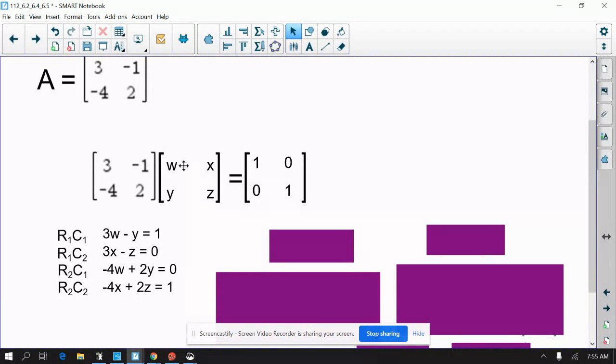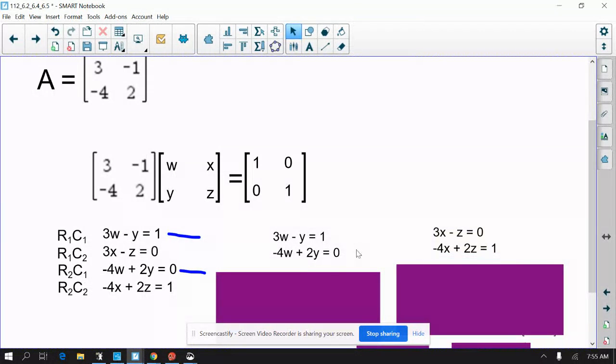Now, I want to find W, X, Y, and Z because that will be the inverse of this. And I've got 4 equations. But this is good news because I got 4 equations and 4 things that I don't know. So there's hope. But notice the first equation and this equation both have W and Y, and the other two both have X and Z. So I can create 2 systems and then just solve.